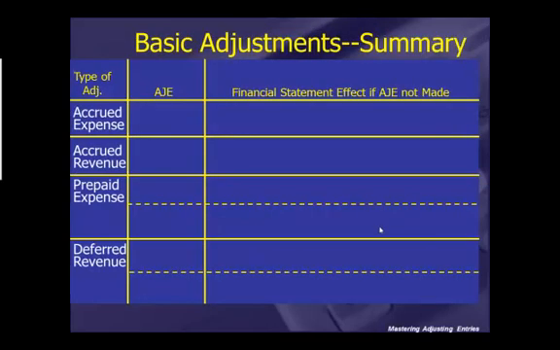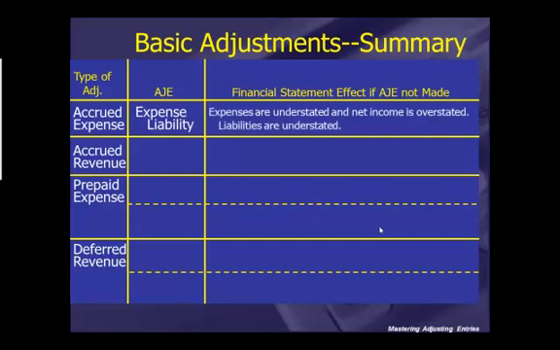Here's a recap of the basic adjustments. We have the two accruals, the accrued expense and the accrued revenue, and we have the two deferrals, the prepaid expense and the deferred revenue. This summarizes the various adjusting entries that need to be made and the impact they have if the adjusting entry is not made.